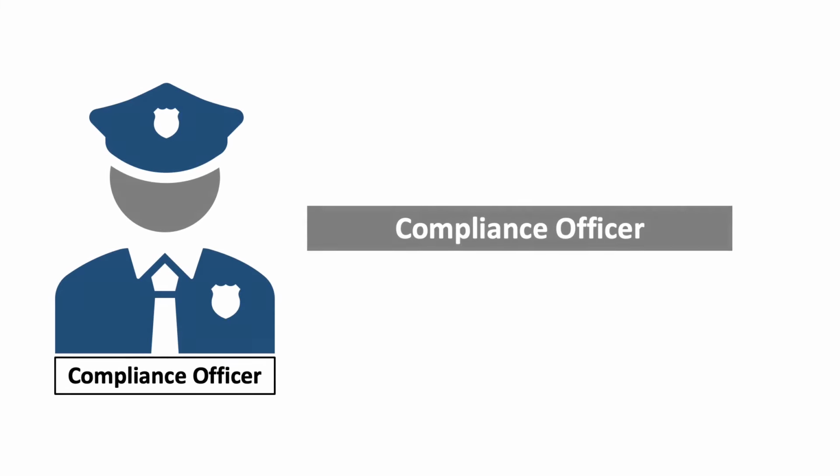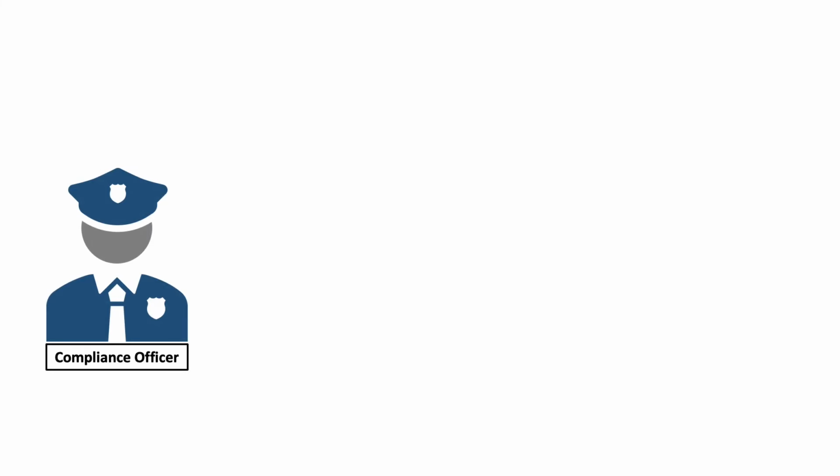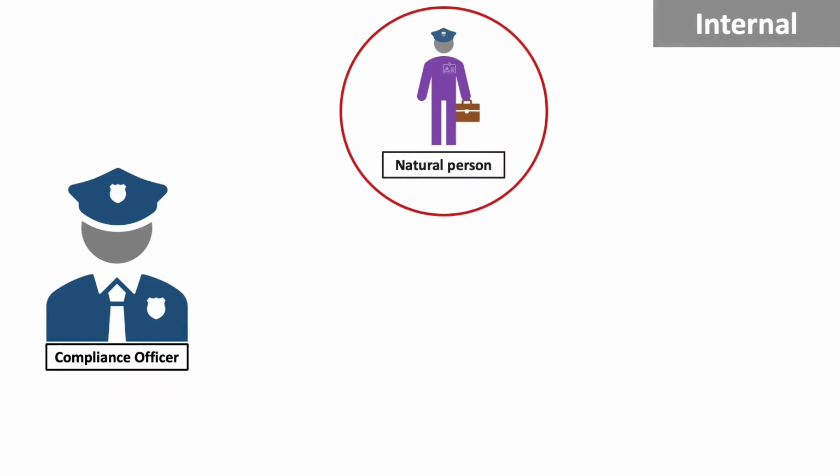Let's focus on another key player, an FSP's compliance officer. We will talk about their role and responsibilities. There are 2 types of compliance officers that can be approved by the FSCA. One is an in-house or internal compliance officer who is a natural person. This one offers his or her services to the FSP that has employed him or her only.